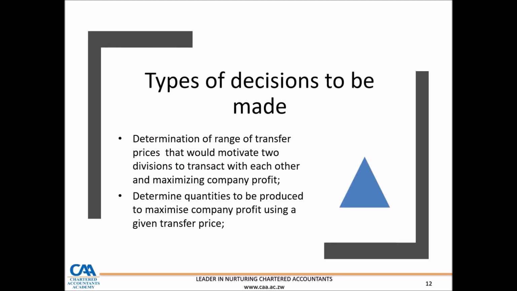which is a standardized fee agreed between the two divisions and agreed upon at group level. Now, from an examination perspective, what are some of the decisions you will be expected to make where you will be required to apply transfer pricing principles? You may be asked to determine a range of transfer prices that would motivate two divisions to transact with each other. The key thing is maximizing company profit. Or you may be required to determine quantities to be produced to maximize company profit using a given transfer price.